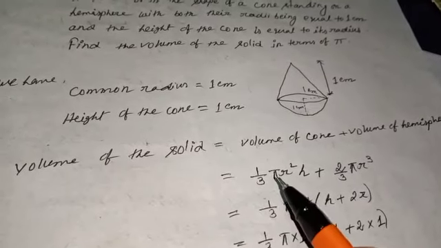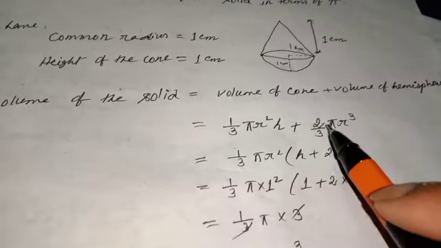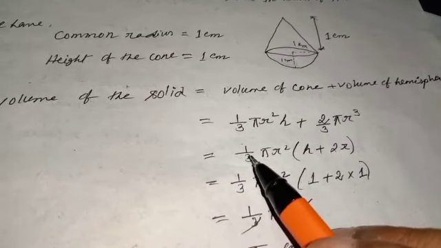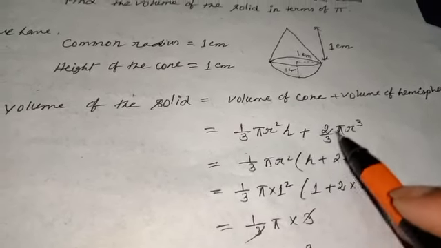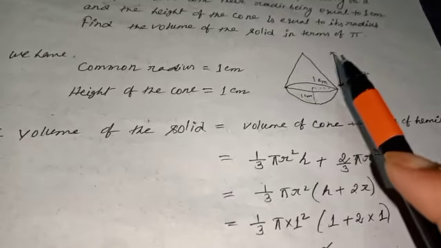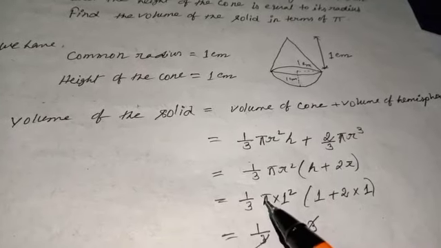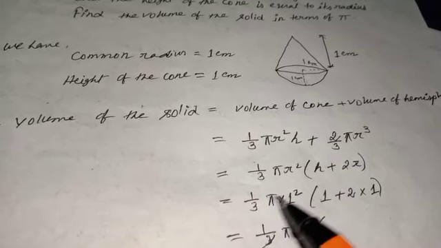Volume of cone is 1 by 3 pi r square plus volume of hemisphere is 2 by 3 pi r cube. Now if you take common 1 by 3 pi r square, what is left here? Plus, and what here? Twice r. Now put the values. See, in this question it is given that you need to find the result in terms of pi. So no need to put the value of pi. Pi will remain the same, means pi is pi.